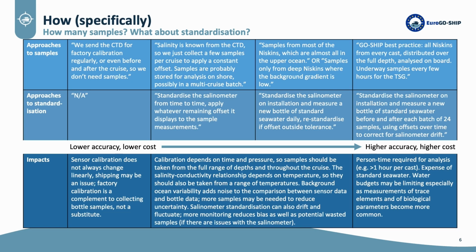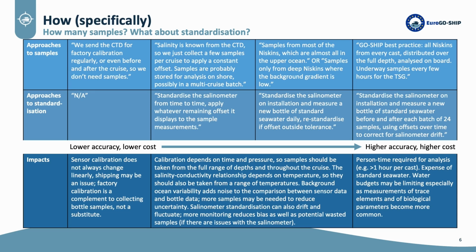As far as how many samples and standards, to some extent the answer is it depends. It depends on what you need from your data and what you are able to do. So there are a range of approaches for both samples and standardization, and broadly that can be organized from lower cost but lower accuracy to higher accuracy but higher cost. At one extreme, you might not take any samples at all, just rely on the factory calibration of the sensor. But then, especially if you only have one CTD, you're likely to have an unknown error.